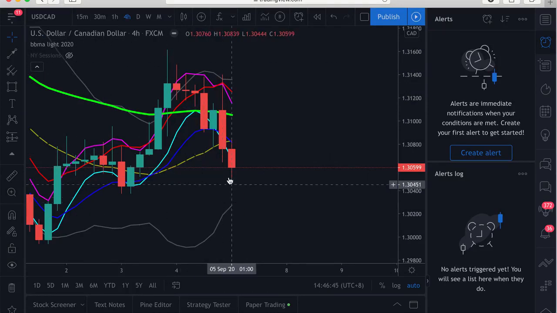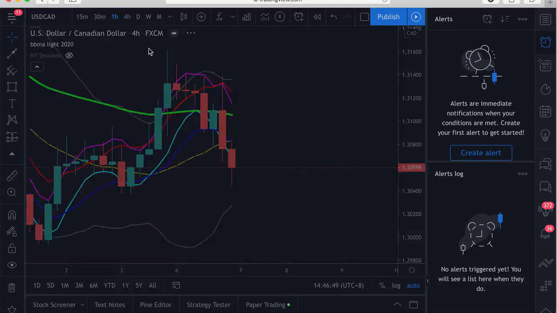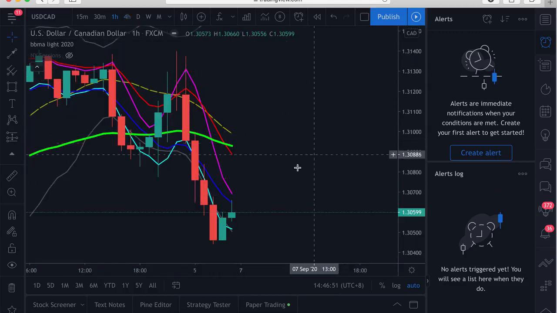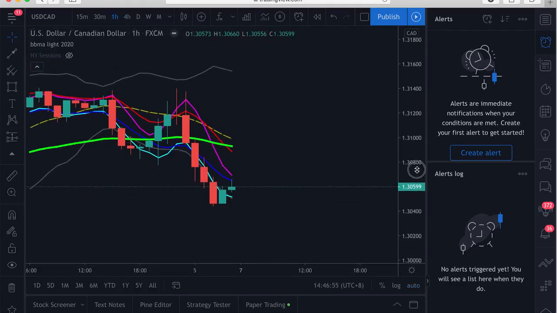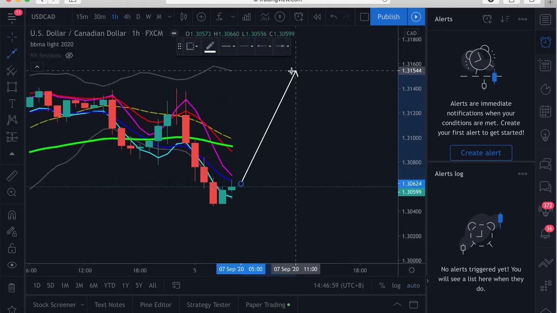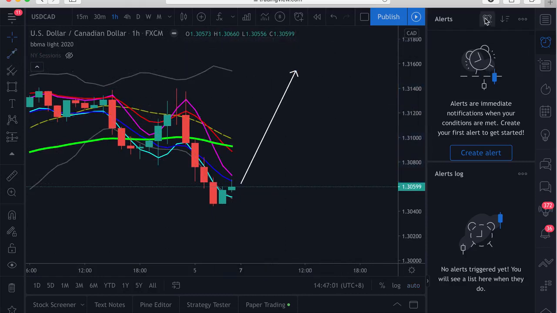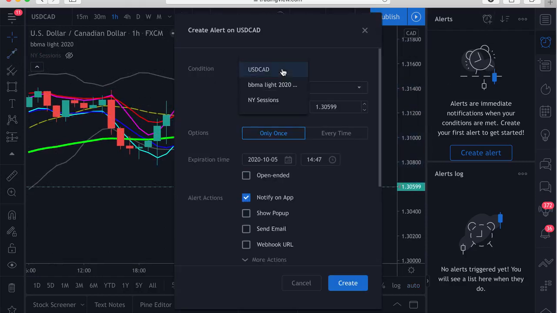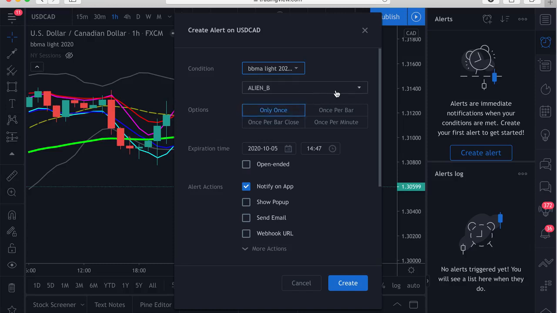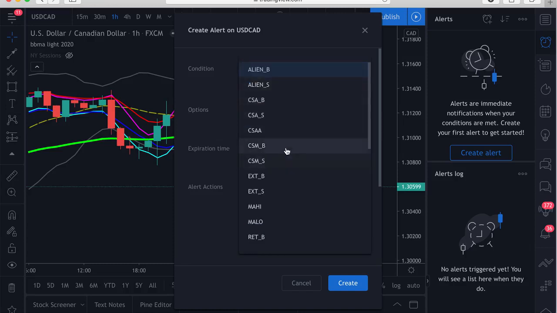So H4 made a CSM buy, now a retracement, but in H1 there's a trouble zone for us. So we want to be able to see H1 making a CSM buy. Only then will our buy setup be valid again. So add alert. Okay, BBMA light, our custom indicator. We want to see CSM buy.